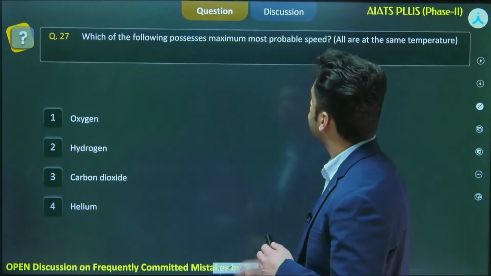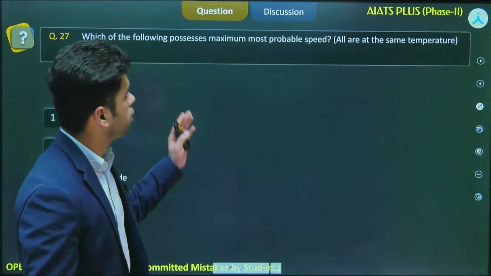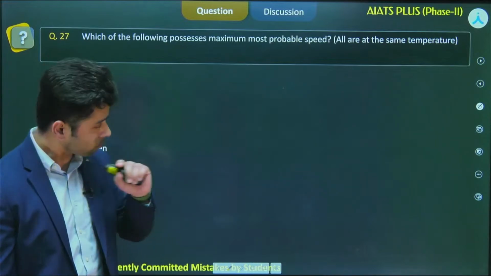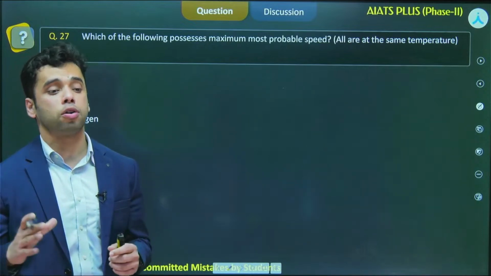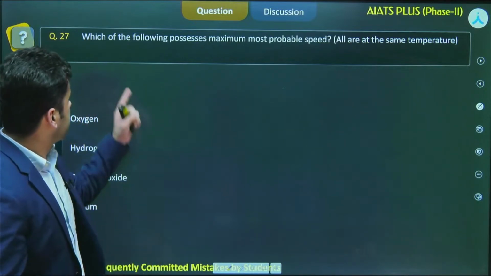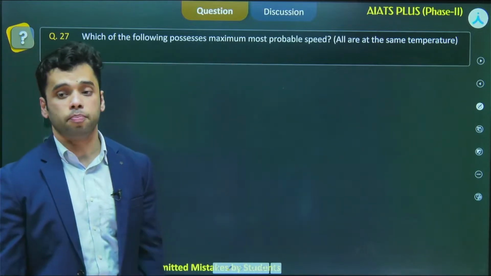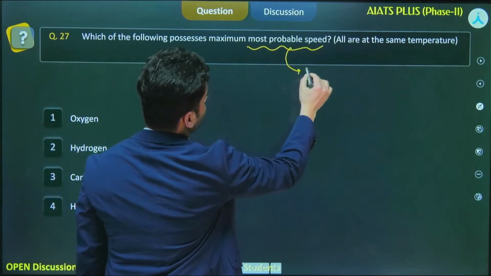Okay, this was problem 27 in the original paper, and this problem is based on the concept of most probable speed. This problem is from the chapter of kinetic theory of gases, right? And it says, which of the following possess maximum most probable speed? VMP, most probable speed, is VMP.